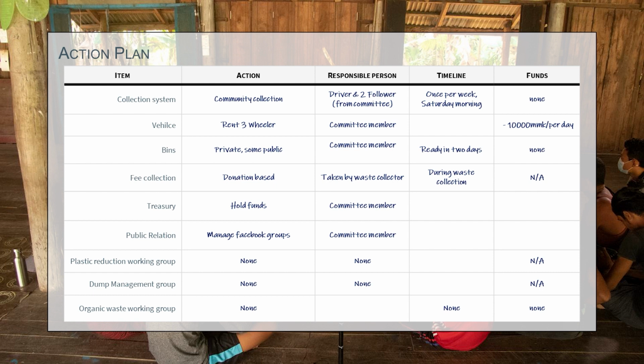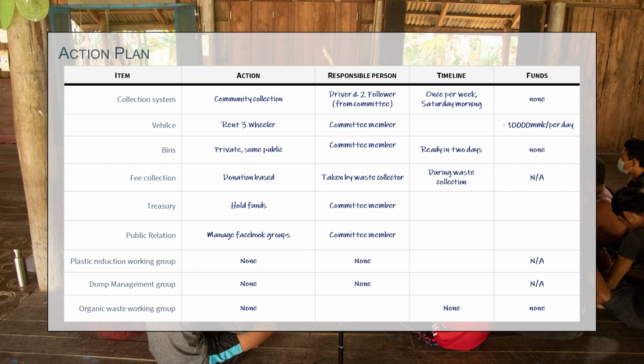First, do we have a collection system? What kind of vehicles? Do we have bins? And what kind of bins do we have? What kind of fee collection? If we have fee collection, then we talk about, do we have a treasury who holds funds? Do we have something like public relations? And do we build subgroups, working groups on plastic reduction, dump management, or organic waste?